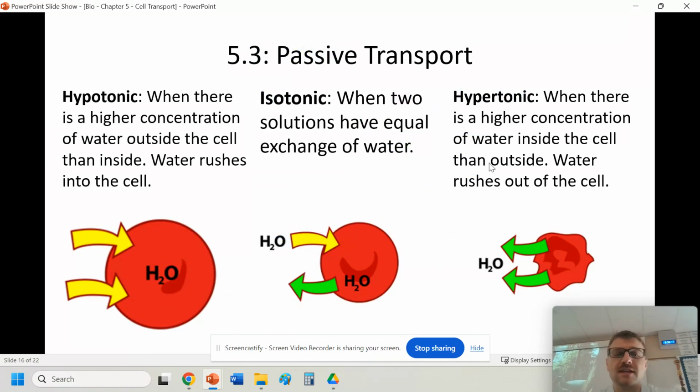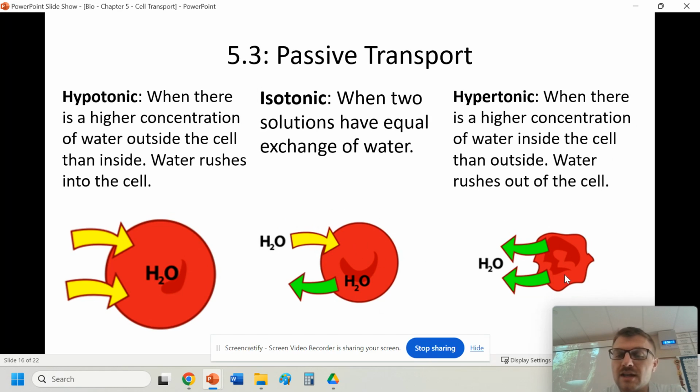Now we have three different types of solutions. This is our last slide, and there's a lot on here, but we have hypertonic, hypotonic, and isotonic. These are just different types of solutions where in the hypotonic, there is more water on the outside than inside, so water is going to rush in. Isotonic, the solutions are equal on either side, so water is going to evenly exchange from side to side, so it's not going to change size.